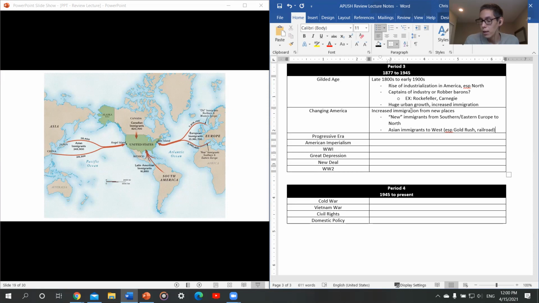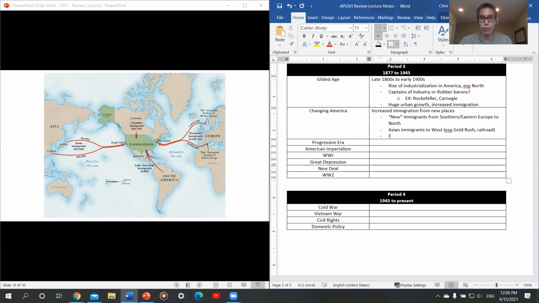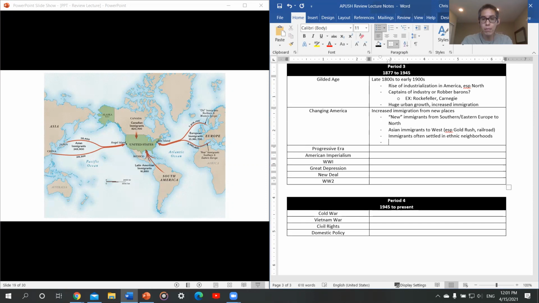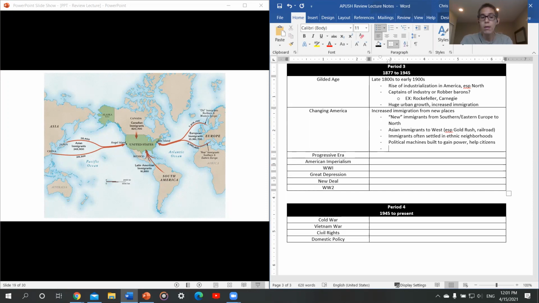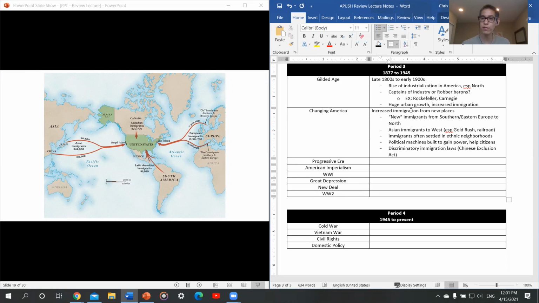Now, what we see as a pattern of both of these is that immigrants often settled in ethnic neighborhoods, neighborhoods with people like them. We especially see that in New York City, where huge political machines would be built to take care of the people's needs, both people that had been there for a while and new immigrants. And then these political machines would also become political bosses to get all of the power. So we see some benefits: political machines that were built to gain power, but also to help the members of the community. But we also see discriminatory immigration laws. The Chinese Exclusion Act of the 1800s is the most infamous example of that. So changing America as people grapple with what that means for their neighborhoods, I suppose.